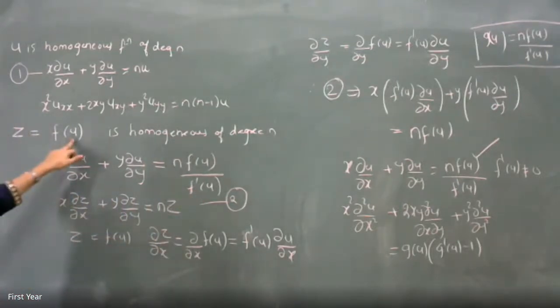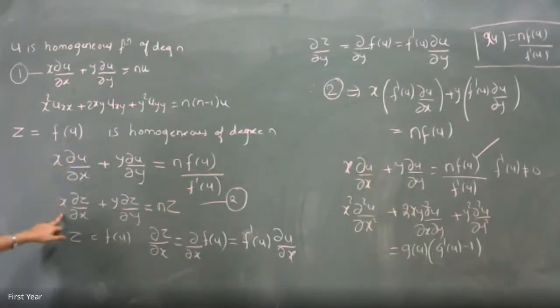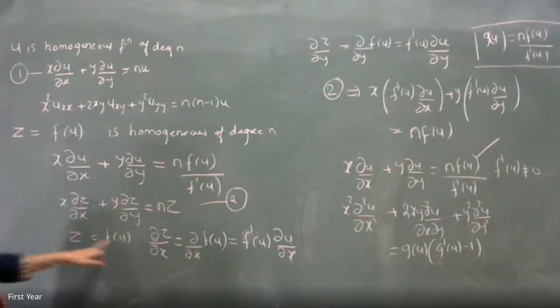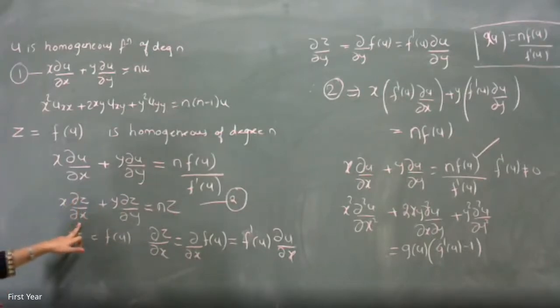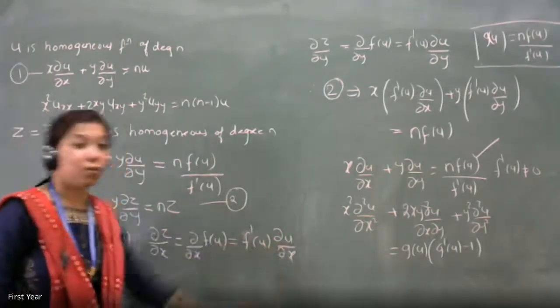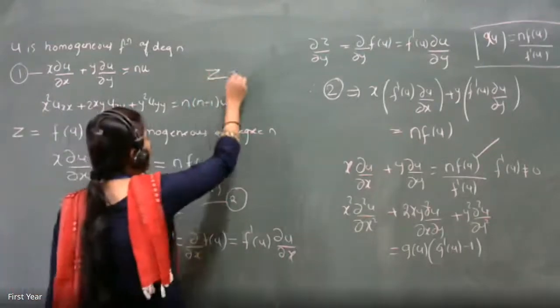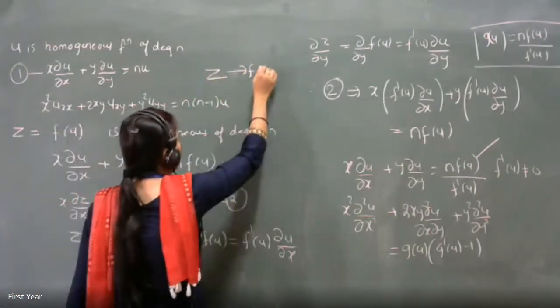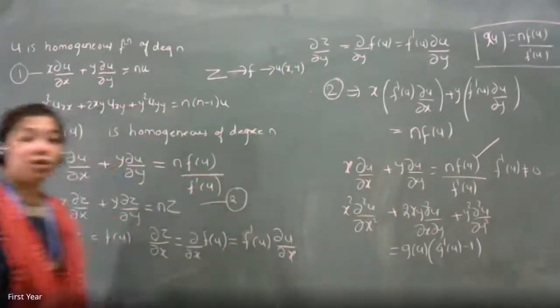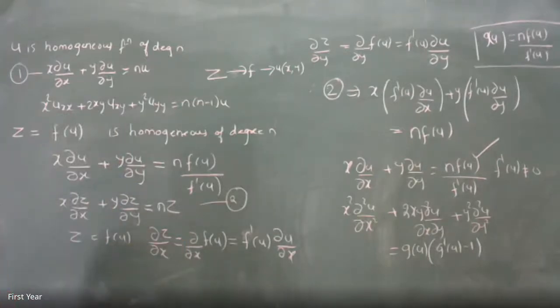Z is equal to f of u, homogeneous of degree n. Then by the first theorem, Euler's theorem, you have x delta z by delta x plus y delta z by delta y is equal to nz. But what is z? Z is f of u. So what's the derivative of z with respect to x? Derivative of f with respect to x. That means first you have to take the derivative of f, that is f dash, into the derivative of u with respect to x, because it's a chain. Z depends on f and f depends on u, which in turn depends on x and y. So f dash of u into delta u by delta x. Is this okay?